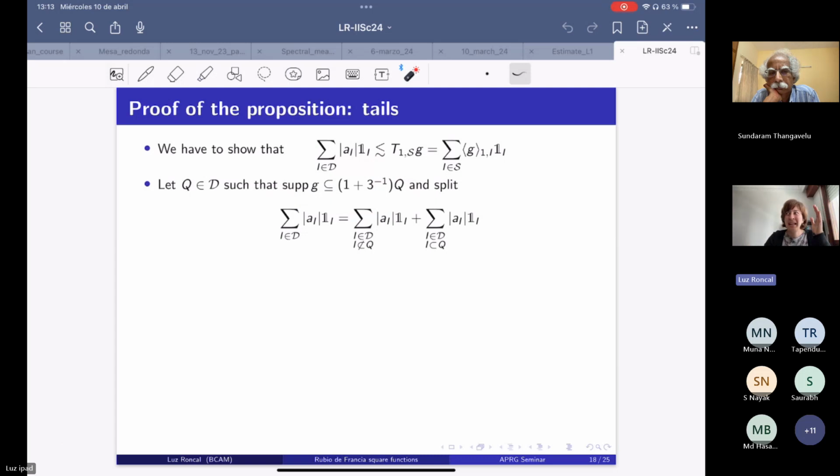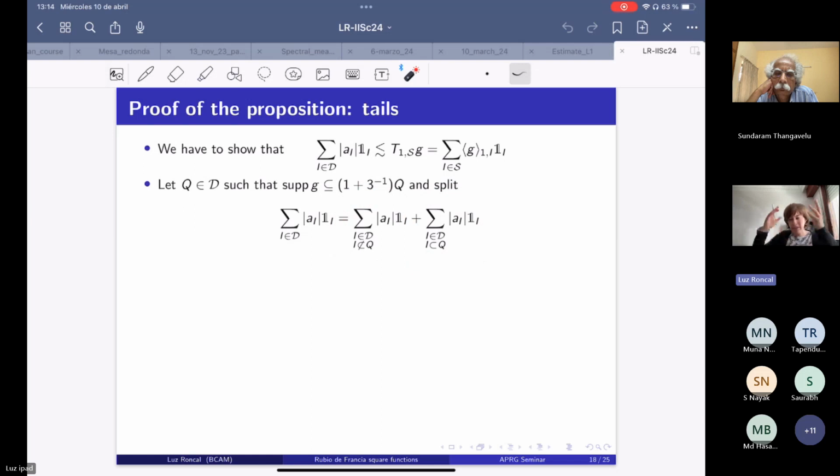Sorry, the largest dyadic interval which is contained in the support of the function. Yeah, and now split this sum into dyadic intervals, such that you have to see which intervals are contained in this Q support and which are not. Actually, for this, essentially what you have to do is these are encoding the tails of your time frequency model, and this is the main part.